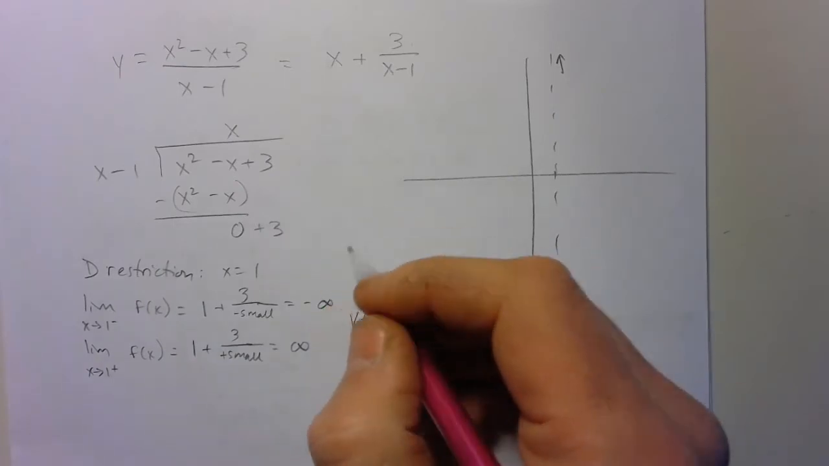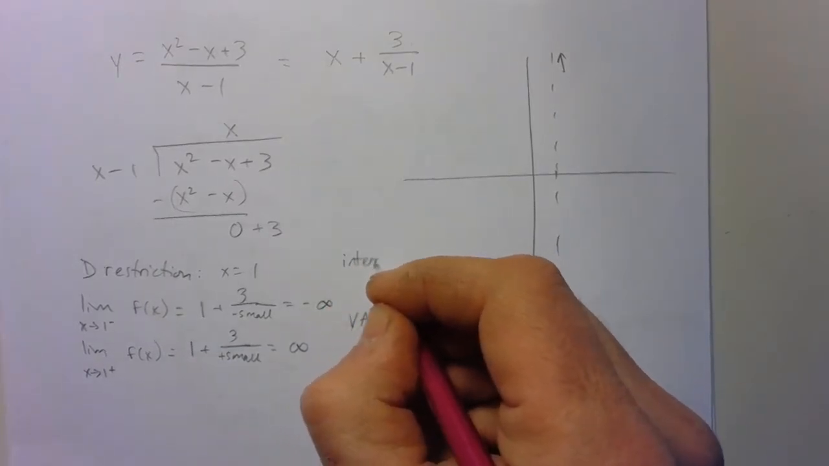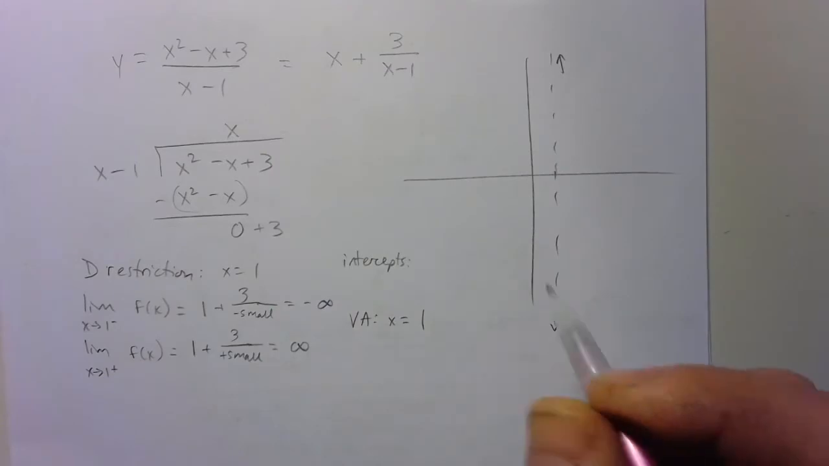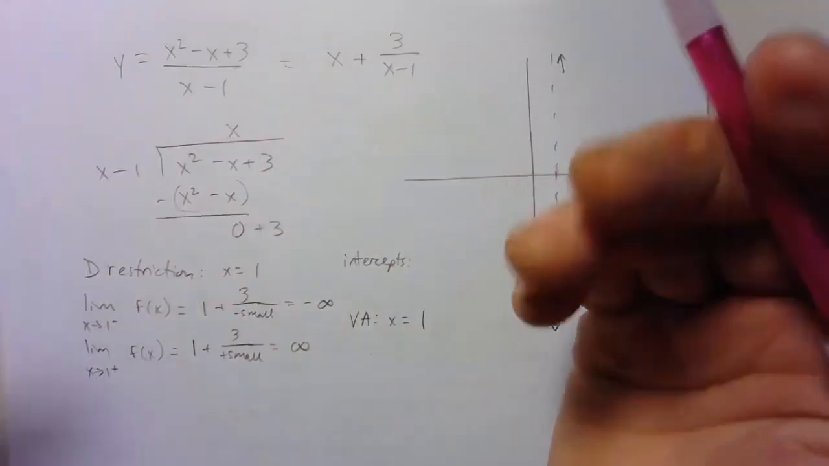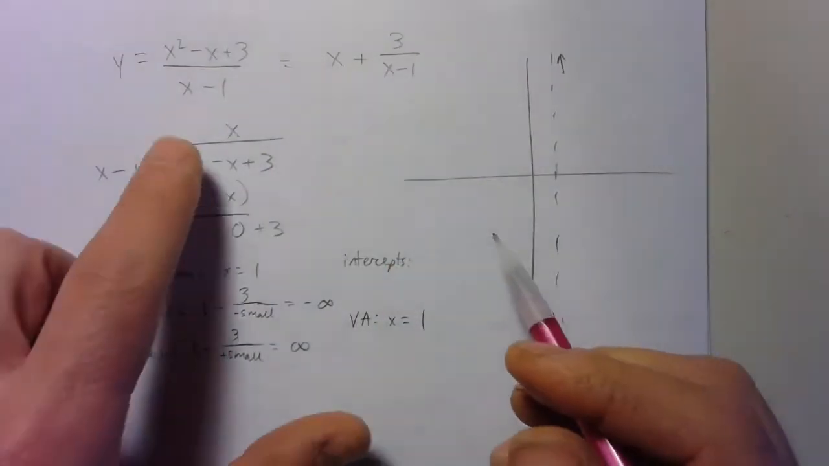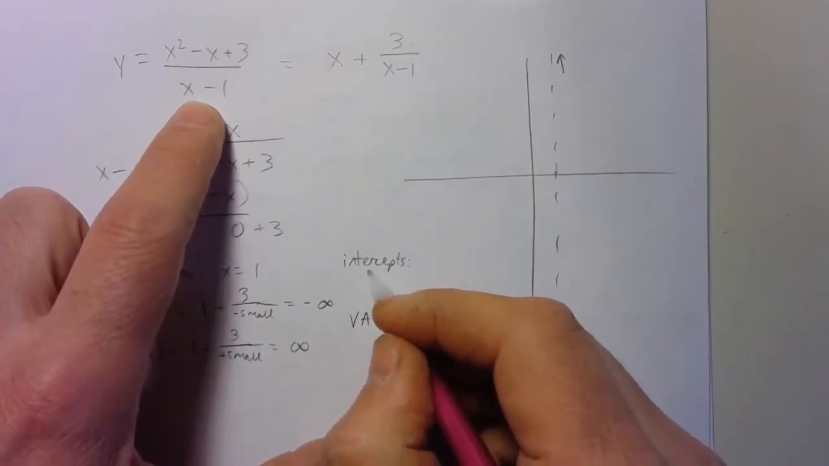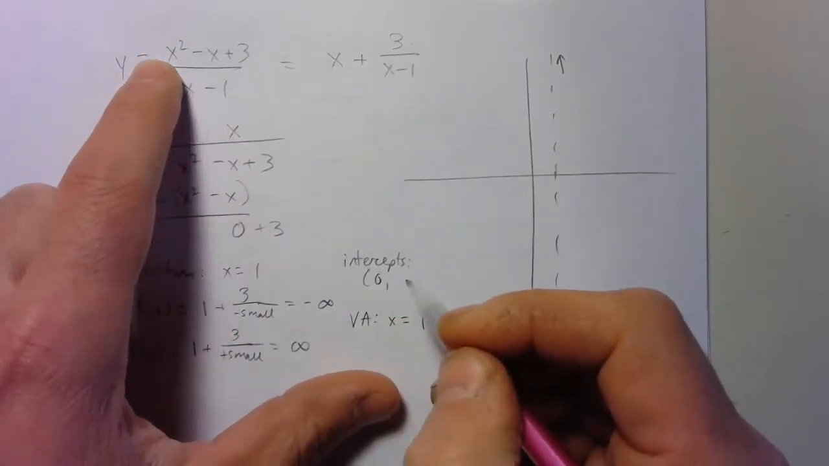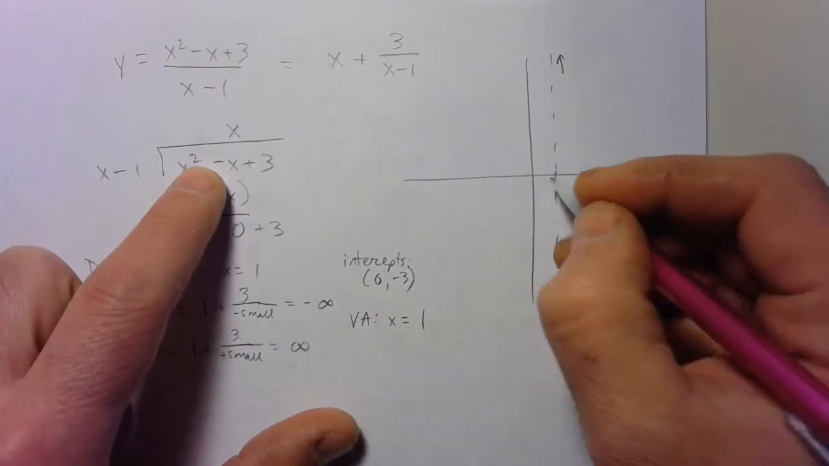I forgot to do my intercepts on this one. I like to do that right after I do my domain restrictions. Which intercept you pick is kind of up to you. If I'm going to get the y-intercept, I plug in 0, and it gives me negative 3.